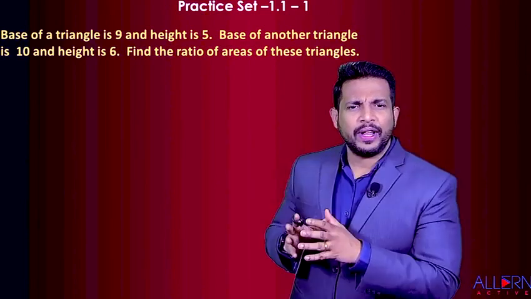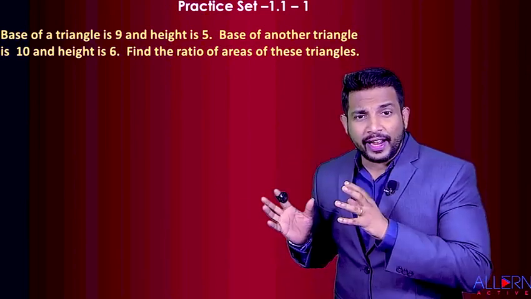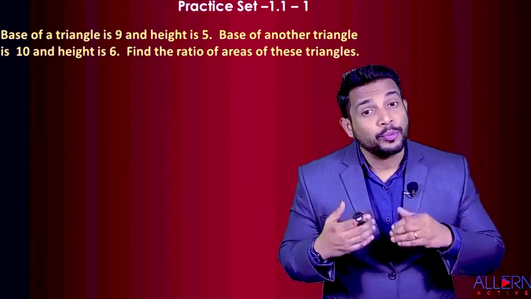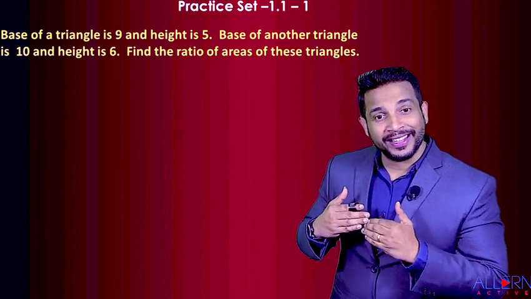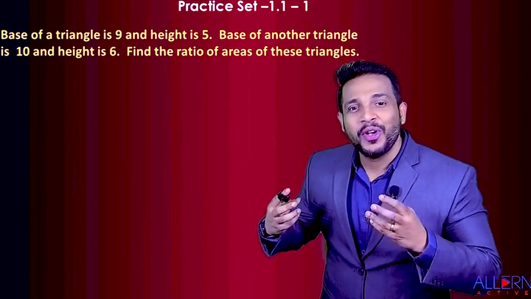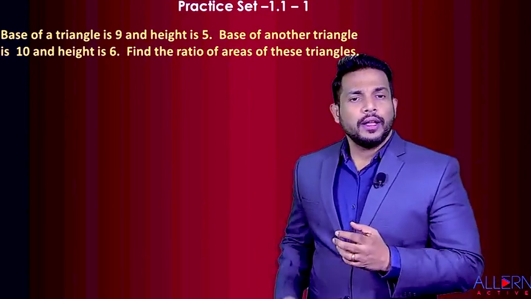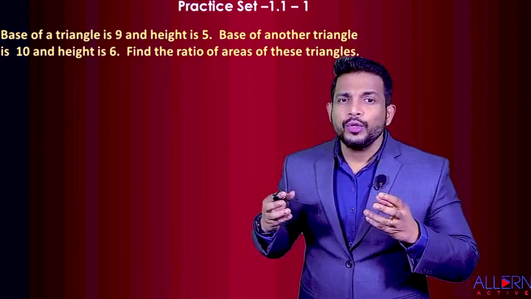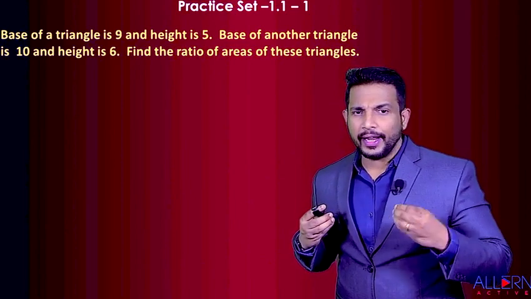But when you read this sum, we understand there are two triangles. For one triangle, we have the base and the height given. For the other triangle, we have the base and the height given. And we are supposed to find the ratio of the areas of two triangles. That means we are going to use the properties of areas of two triangles. But in this case, we don't have the figure given to us. So there's no triangle's name. So we need to define the base and the height and the area.